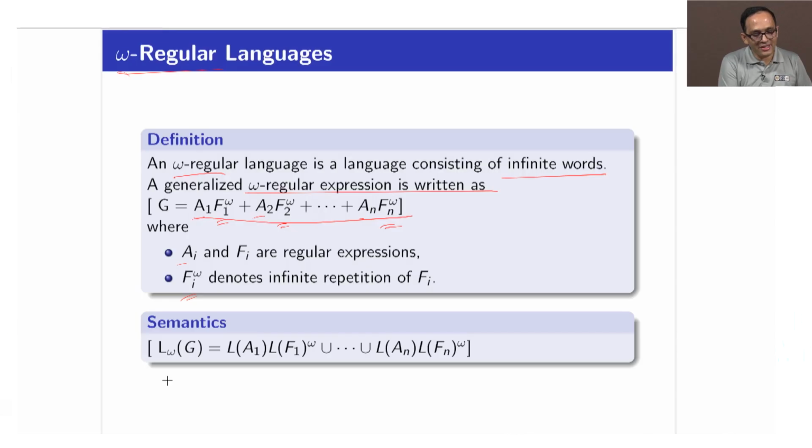So, the semantics: I can define the omega regular language as the union of this or this, right. This corresponds to language of A2 into language of F2 omega, union and so on, right. So, this is how I can define the omega regular language, but in layman's terms it is basically infinite words having sub-expressions which are regular expressions, right.